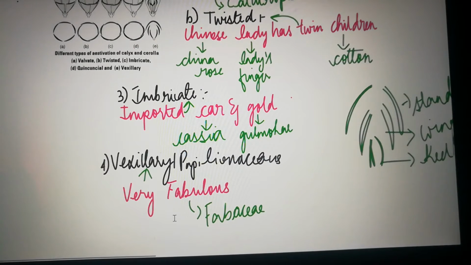And then for this, the mnemonic is very fabulous. You just have to remember these two words. For very, you get it as vexillary, and fabulous is Fabaceae family, or nothing but Papilionaceae family.